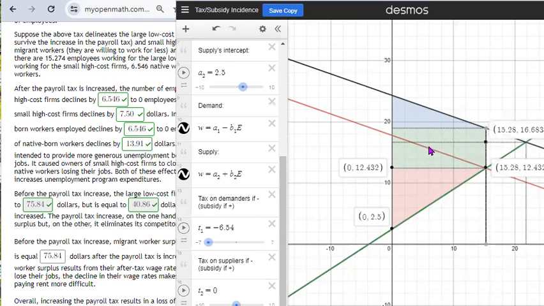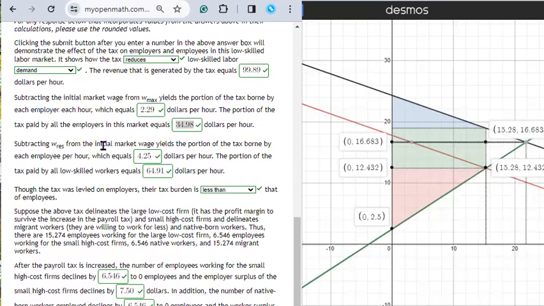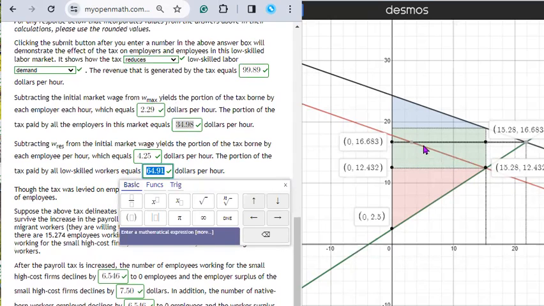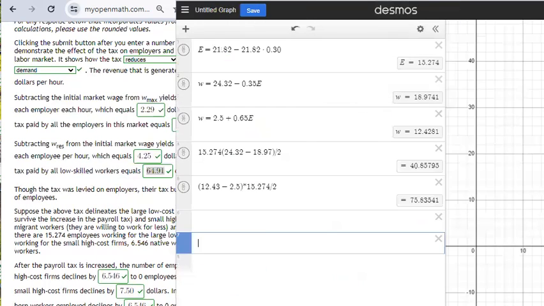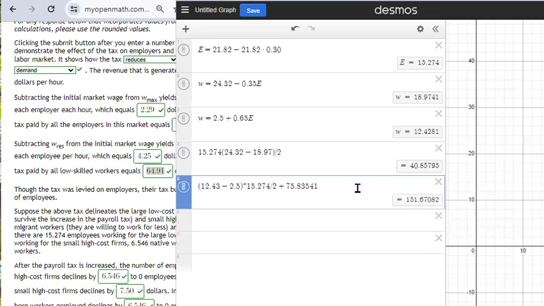And what was this area? This area we've already calculated, right? The area up here, the portion of the tax paid by low skilled workers, in this case migrant workers, is 64.91. So this green area here is 64.91 in my model, right? I have to add that to the worker surplus that prevails after the tax. I have to add the tax borne by the low skilled migrant workers. I got to add that tax revenue.